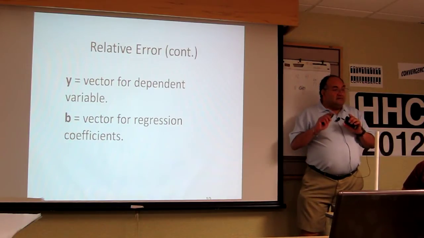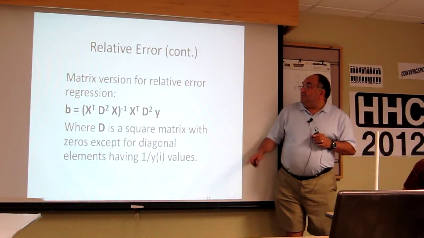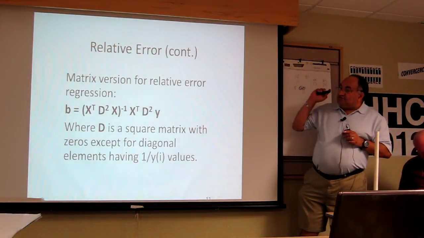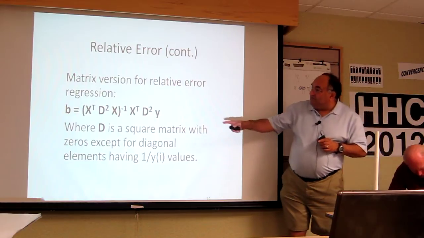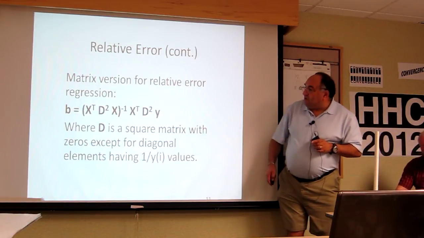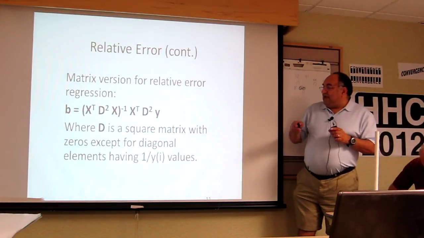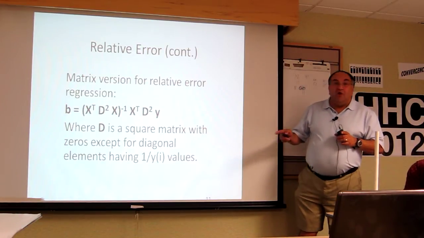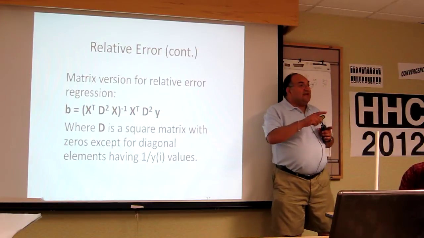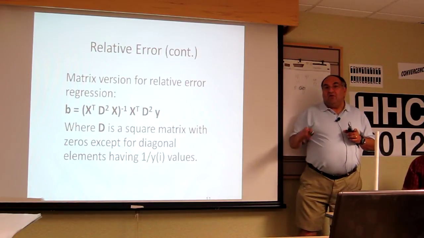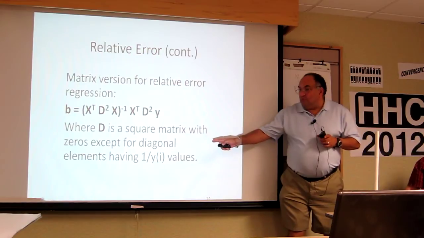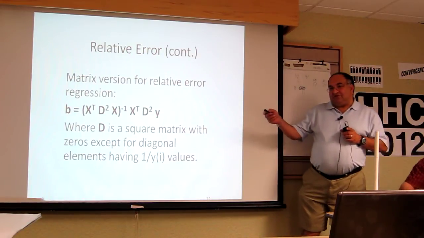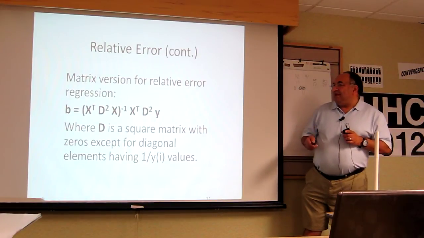Now, in the case of the matrix version for the relative error, the reference you will see at the end, I got this from, we introduce a new matrix called D. And D is a square matrix which matches the size of the number of observations with zeros all over the place except for the diagonal elements, where each diagonal element is equal to 1 over y of i. So already in matrix form, it gets a little bit messier.